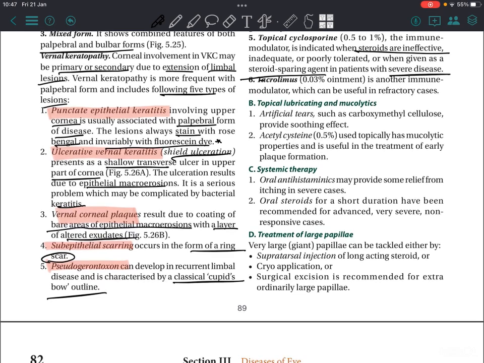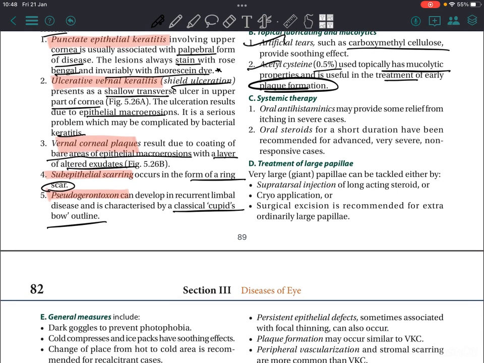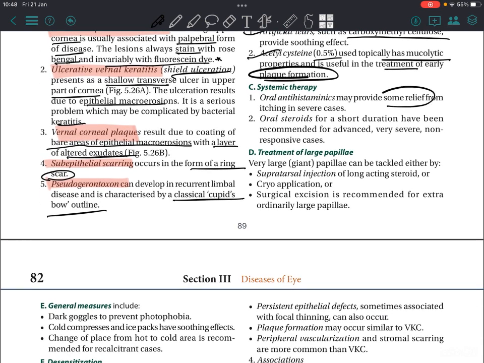Tacrolimus is another immune modulator which can be useful in refractory cases. Topical lubricants and mucolytics: artificial tears, methylcellulose, acetylcysteine used topically has mucolytic properties and is useful in treatment of early plaque formation. Systemic therapy: oral antihistamines may provide some relief from itching in severe cases. Oral steroids for a short duration have been recommended for advanced to very severe non-responsive cases.